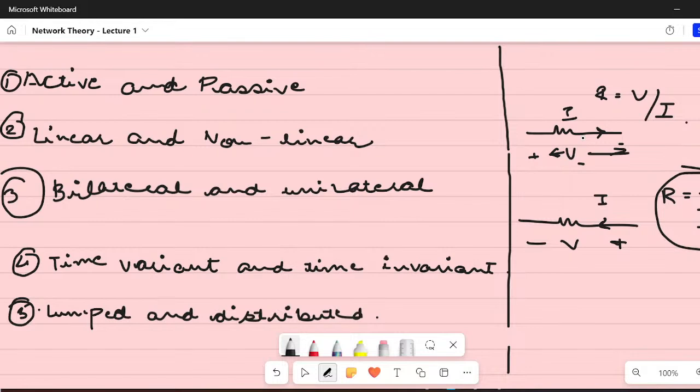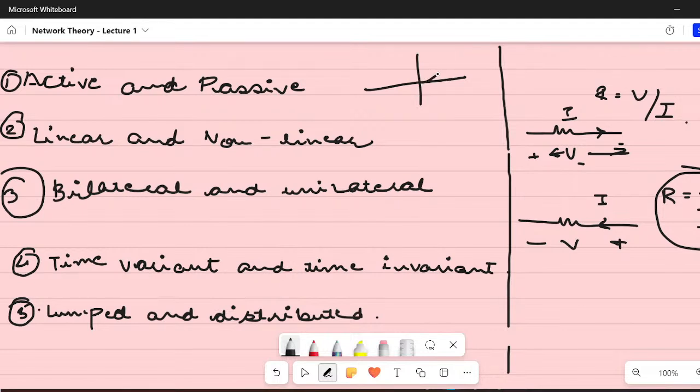Okay. Now, if we have to define a bilateral or unilateral element in case we have a VI graph and are provided with a graph.